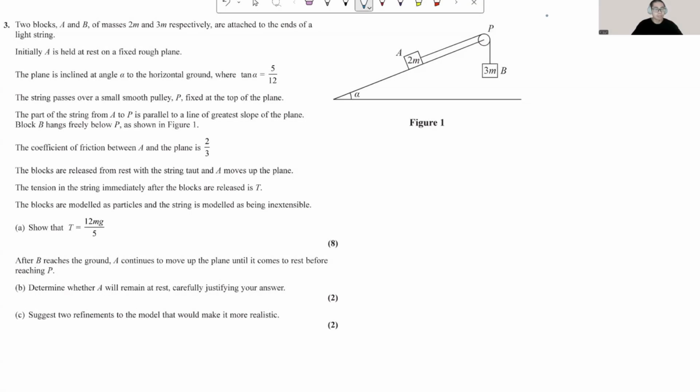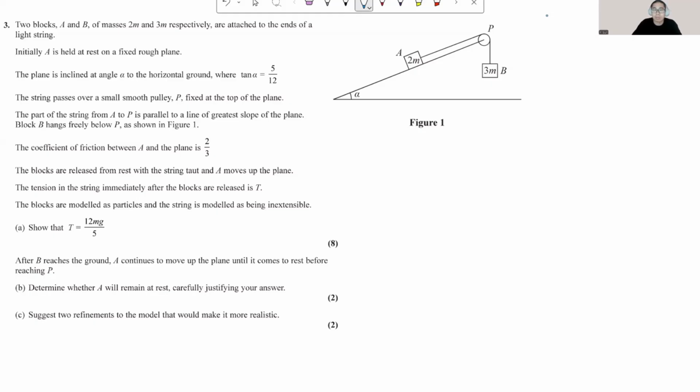Have a look at question 3. This is a force and motion question. Okay, let's have a look. Two blocks A and B of masses 2m and 3m respectively are attached to the ends of a light string.